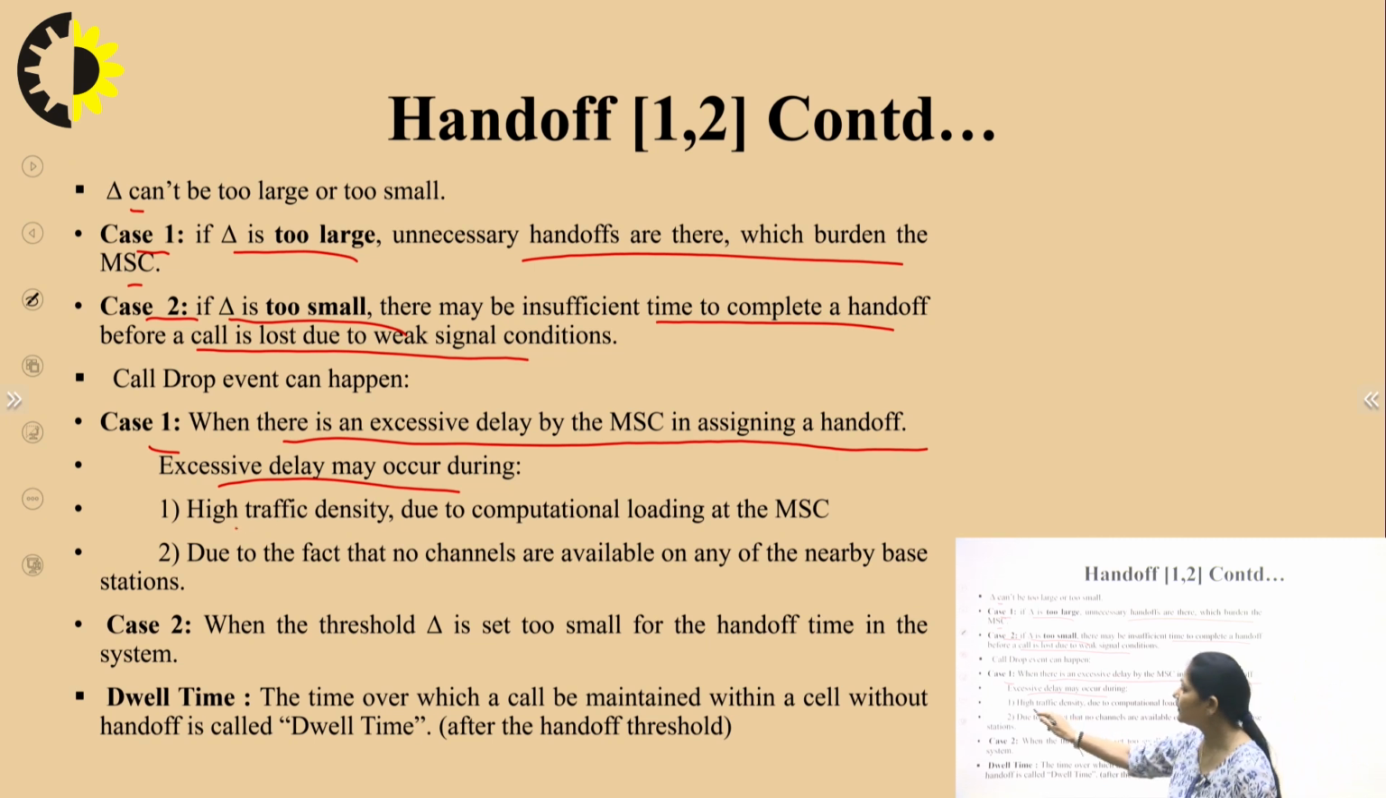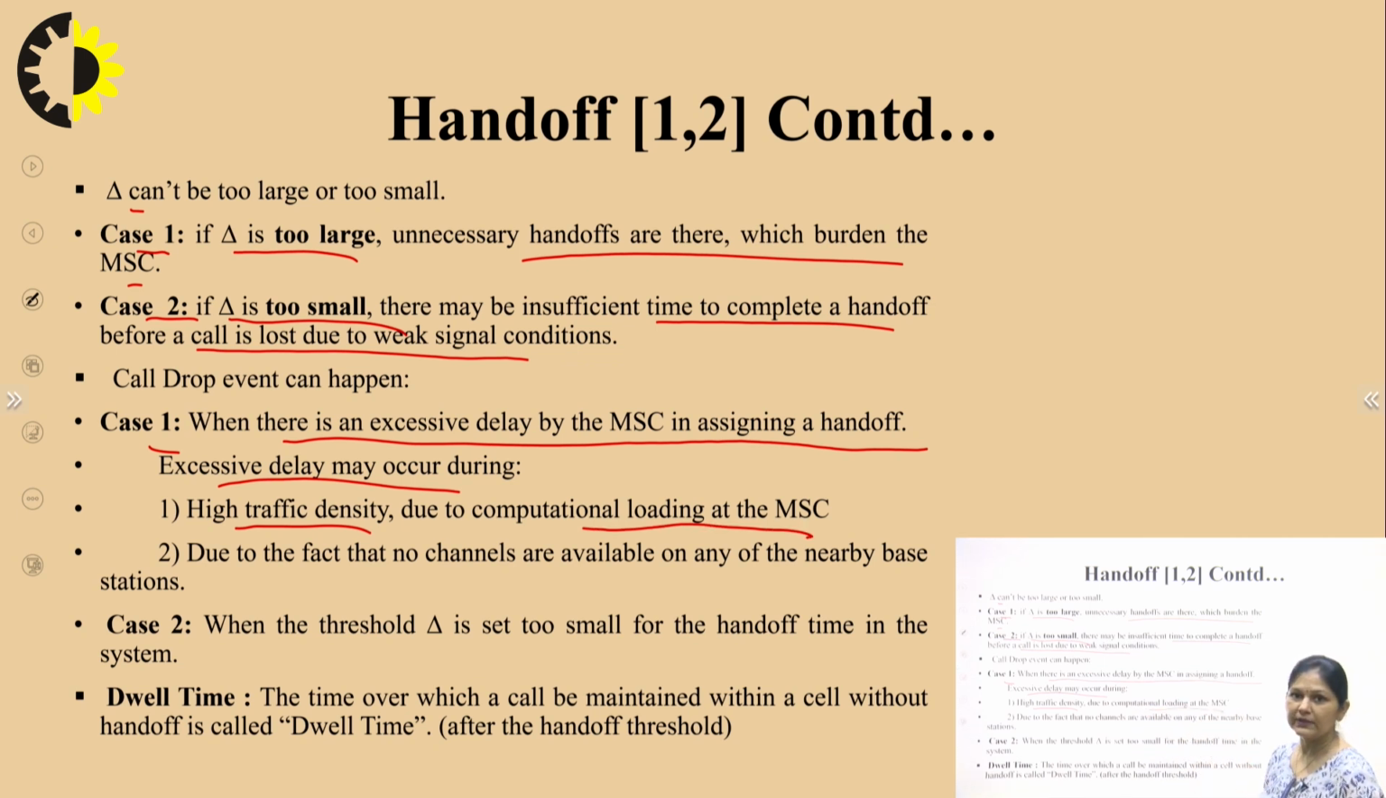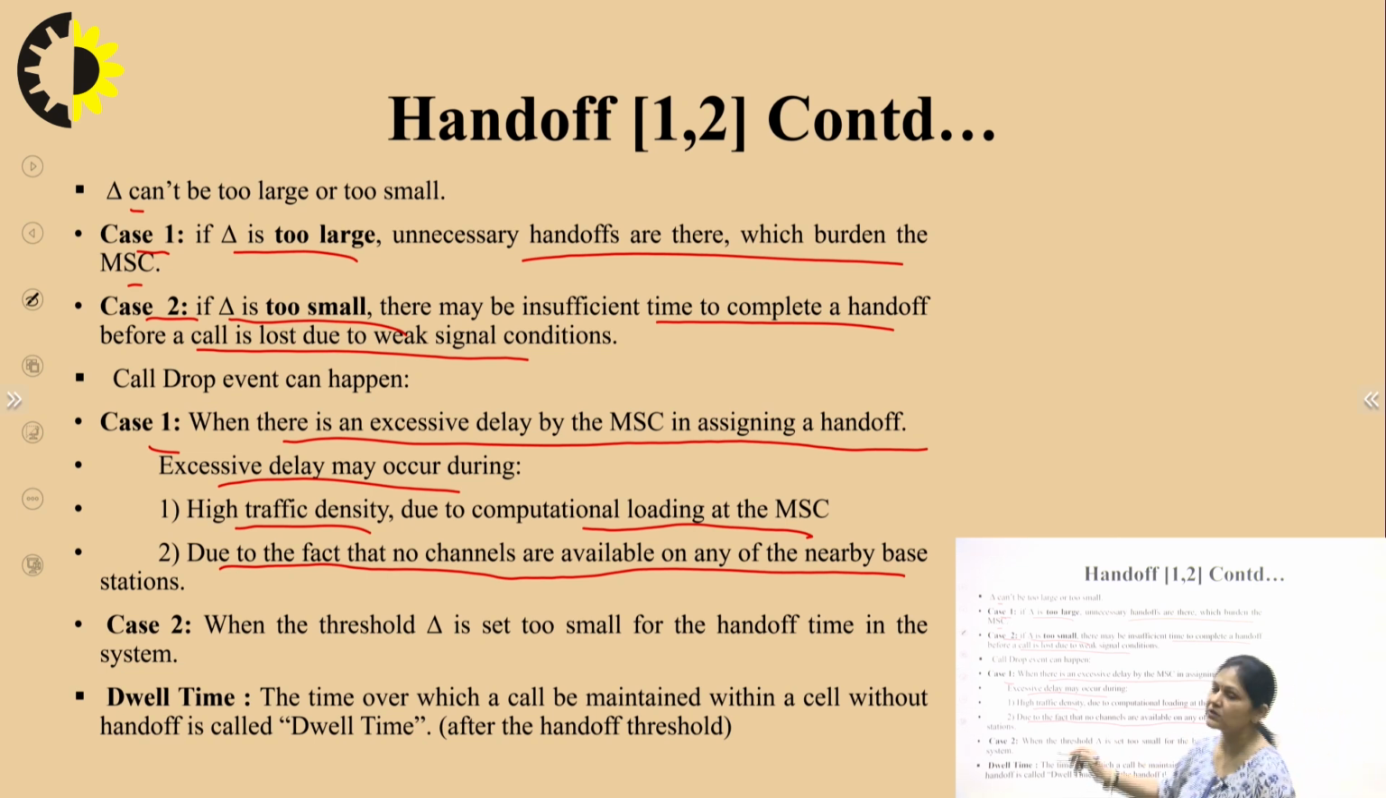Why is there excessive delay at the MSC end? The reason is high traffic density. If the MSC is dealing with so much traffic, it will be difficult for it to take the decision for handoff. So, due to the computational load at the MSC, the handoff will not occur and the call will drop. Second case: no channels are available on any of the nearby base stations. The MSC has to provide a channel to another user who is coming for handoff, but if there is so much traffic and all its channels are used, it will not be able to provide a channel to the user asking for handover. So then also the call may drop.